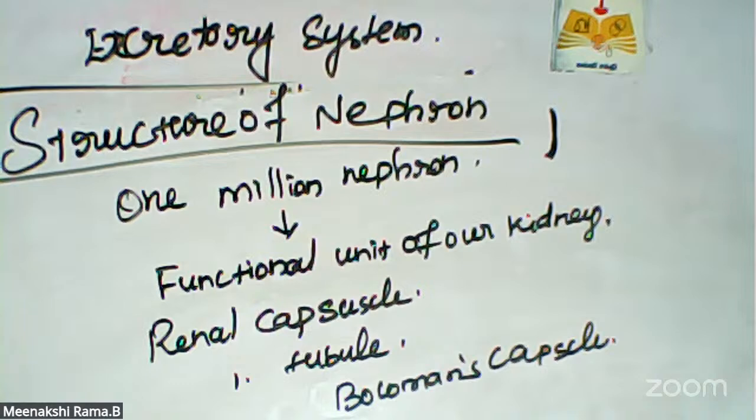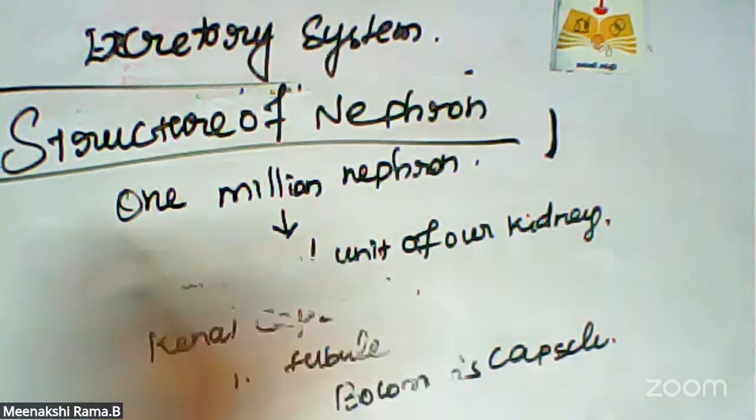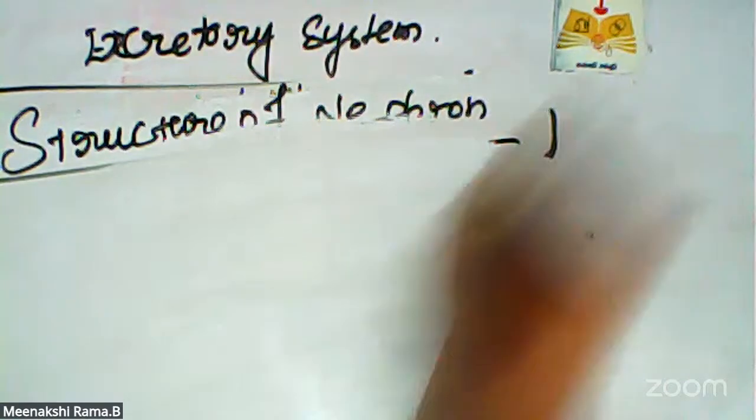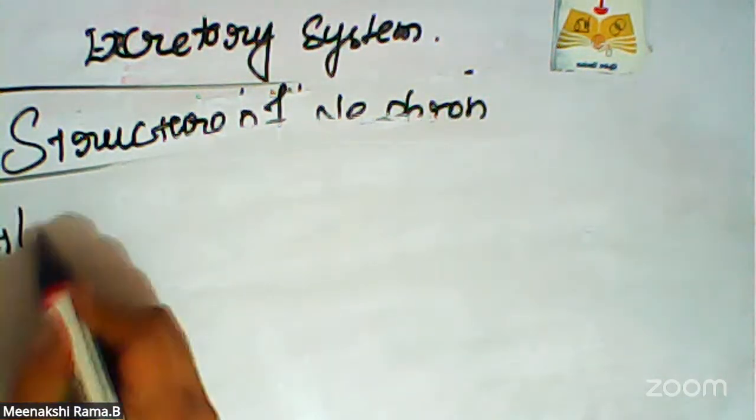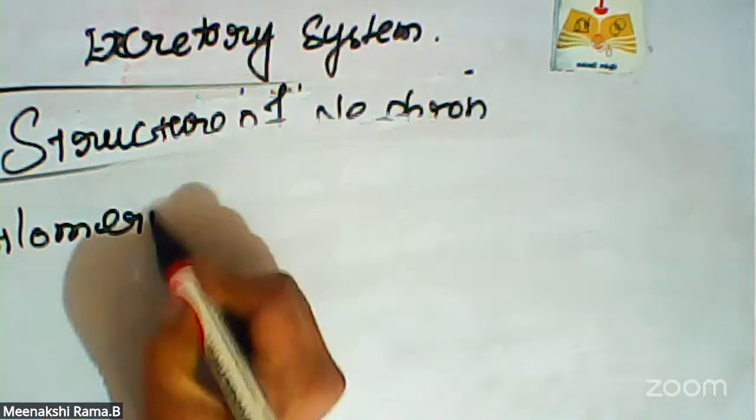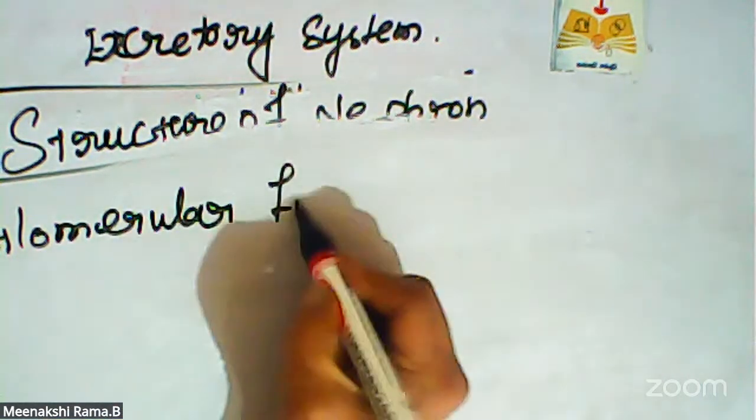Okay. So next one, what is the mechanism of urine formation? How is the urine formed in that place? The excretory system means urine formation. The mechanism means first is glomerular filtration, then tubular reabsorption, and then tubular secretion. These three functions are done in that area. First one is glomerular filtration.